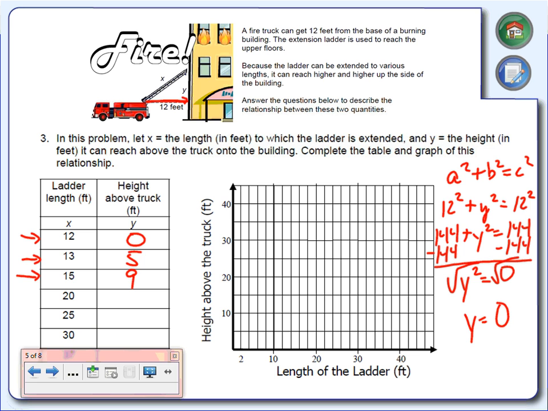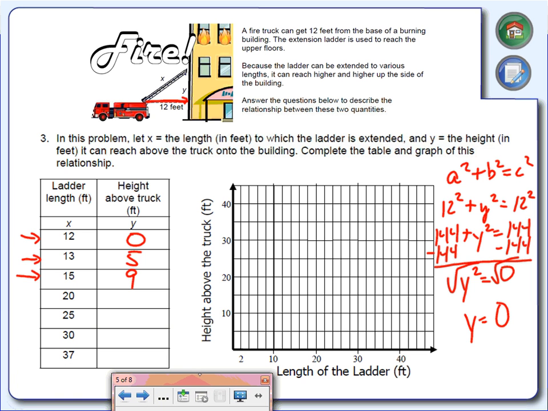20, 25, 30, 37. I want you to do those on your own, see what you come up with, and fill out that table for me. Once you fill out the table, I want you to take these points, these ordered pairs, and plot them on the graph, and then we'll take a look at them. All right? So do 20, 25, 30, and 37 for me using Pythagorean theorem, a squared plus b squared.